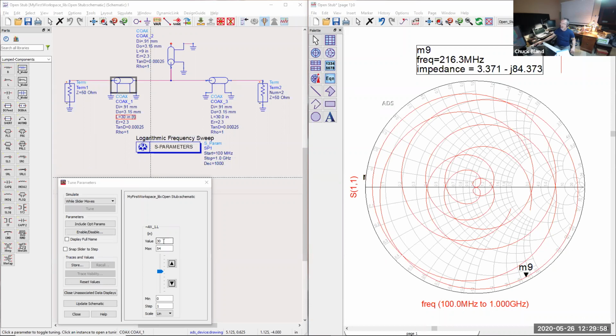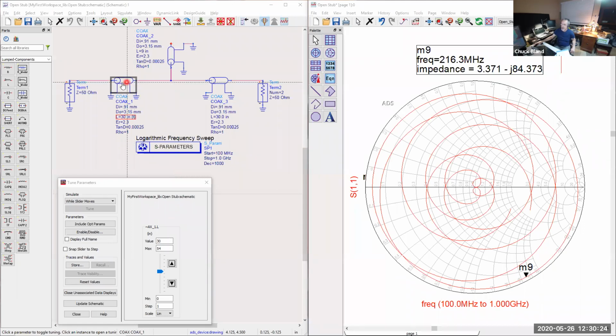We start at 30 inches. We can see that our impedance over here is certainly capacitive, not over here at 0 j0 where we would expect. Now, this stub is 9 inches long, so it's a quarter wave at the frequency 216.3 megahertz.